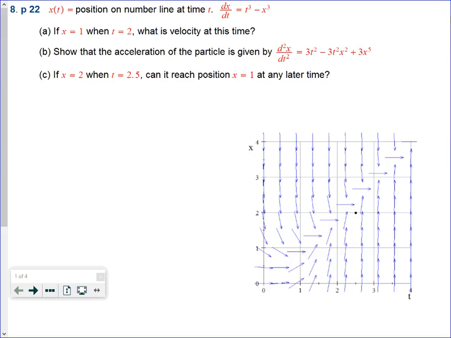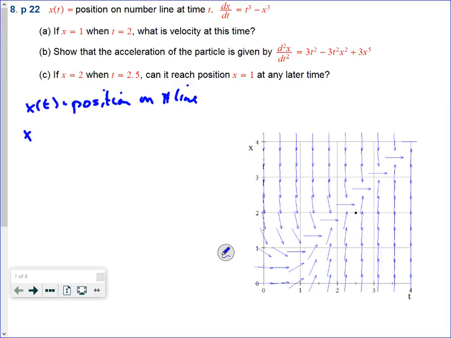But what we're looking at here is we have a point moving along a number line. And its derivative at time t, its derivative with respect to t, is t cubed minus x cubed. So you need to maybe go back a little bit and remember some of the stuff you had in Calculus 1. Of course, x is a function of t. That's the position on the number line.